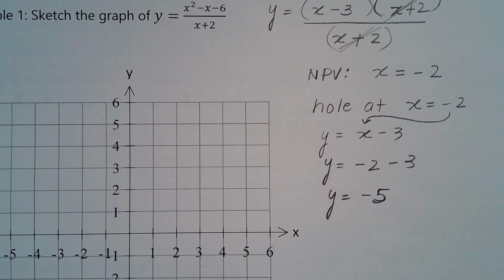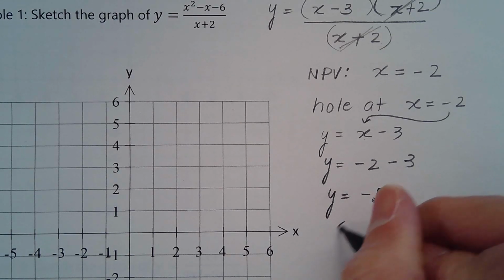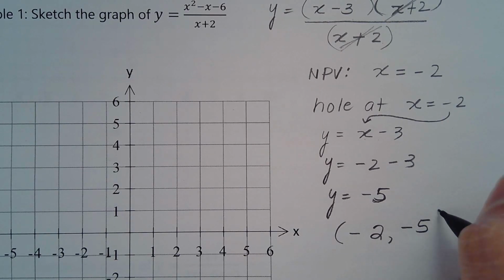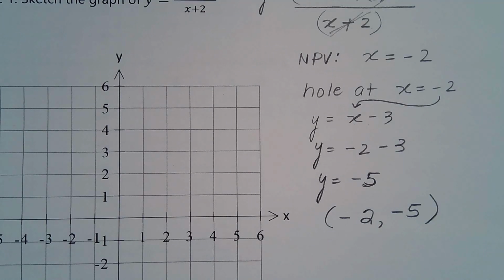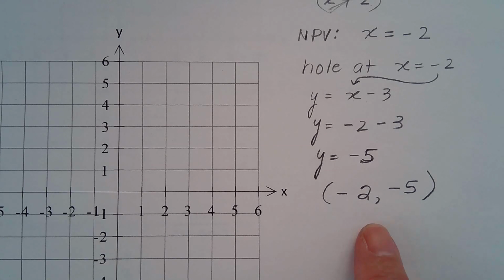Okay, so where's the hole? The hole is at (-2, -5). Now this is a coordinate point, so we have to make sure we put it inside the brackets. Okay, so the hole is there.